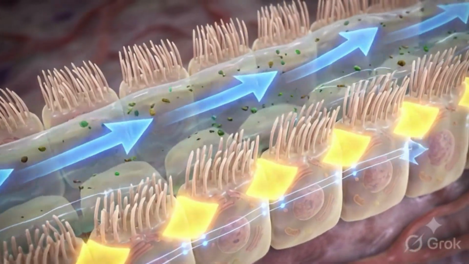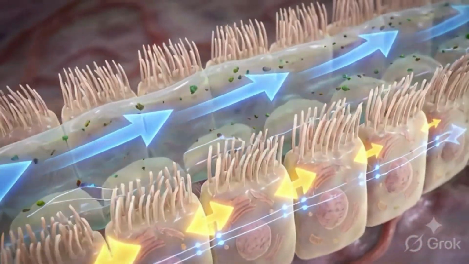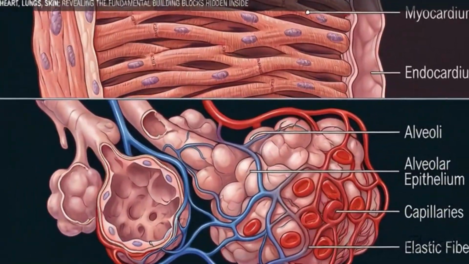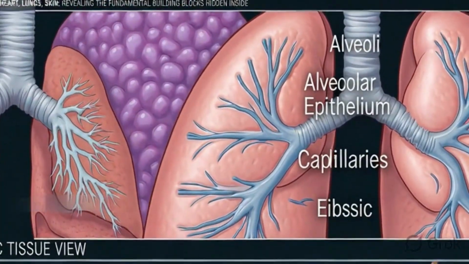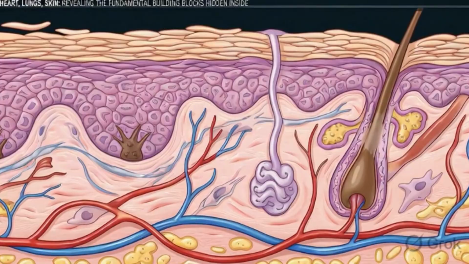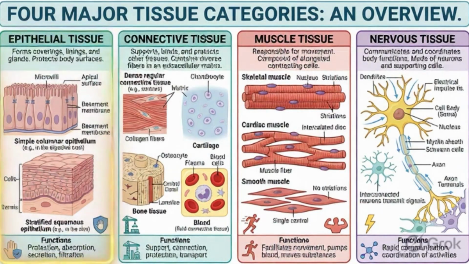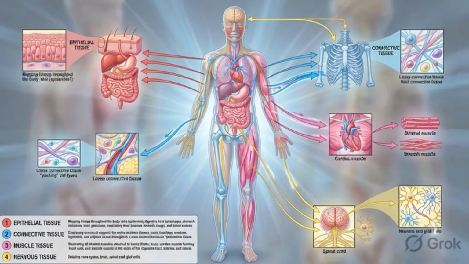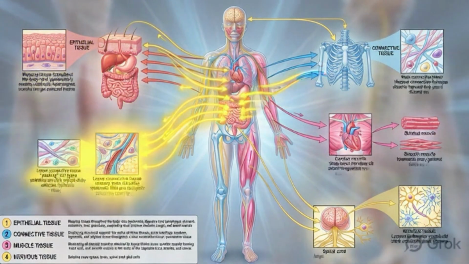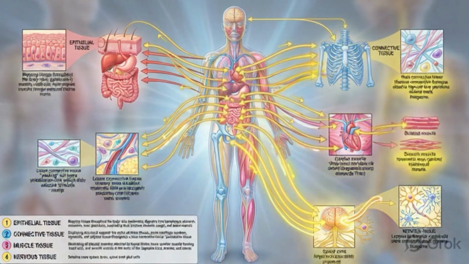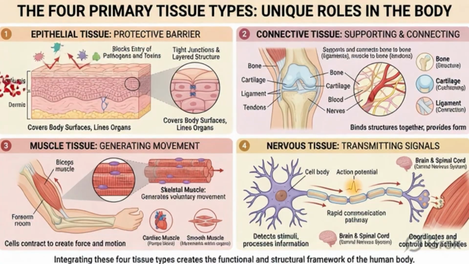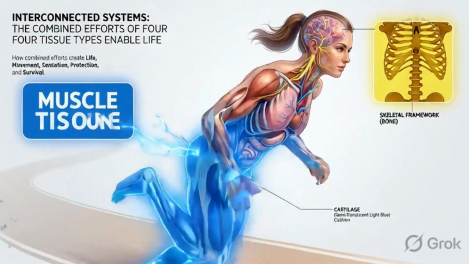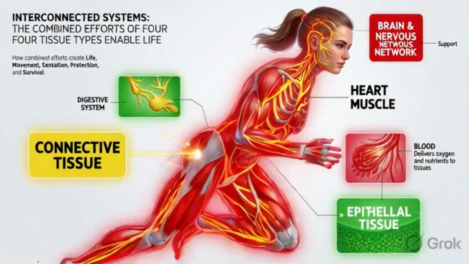A tissue is a group of cells that share a similar structure and work together to carry out a specific function. Every organ in the body, the heart, the lungs, the skin, is built from tissues, and every tissue, no matter how complex the organ it forms, belongs to one of four fundamental types: epithelial, connective, muscle, and nervous. Understanding these four tissue types is understanding the logic of the human body. Each one solves a specific biological problem, and together they make everything else possible.